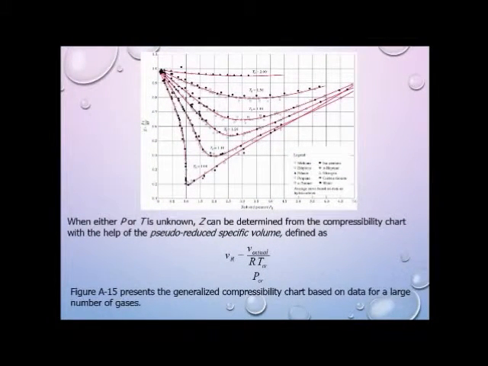This is one more diagram of the compressibility factor. You can see near this critical point there is a lot of deviation, but as it moves away the deviation decreases.